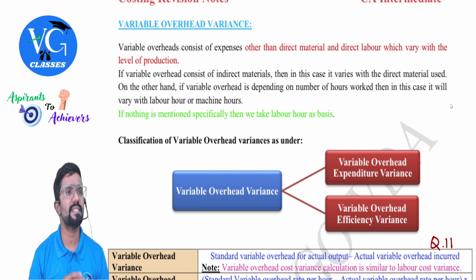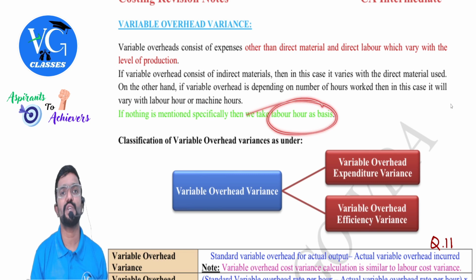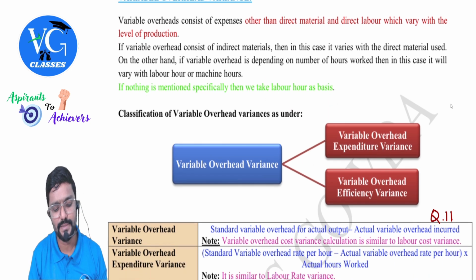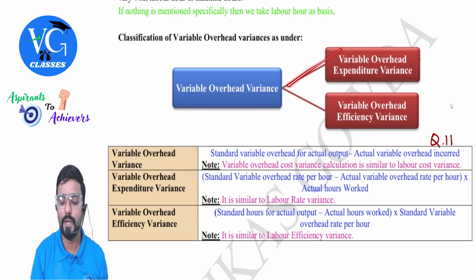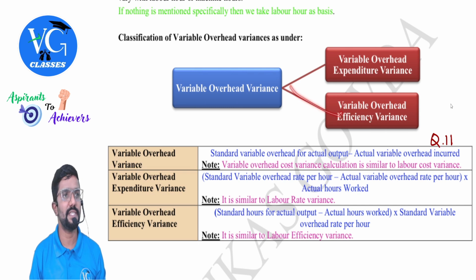If variable overhead consists of indirect materials, then in this case it varies with direct material used. On the other hand, if variable overhead depends on the number of hours worked, then it will vary with labor hours or machine hours. If nothing is mentioned in the question, we will assume it is based on labor hours or machine hours. So variable overhead variance is classified into two: variable overhead expenditure variance and efficiency variance.